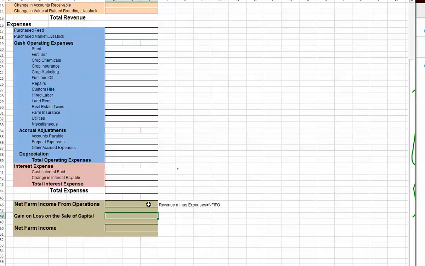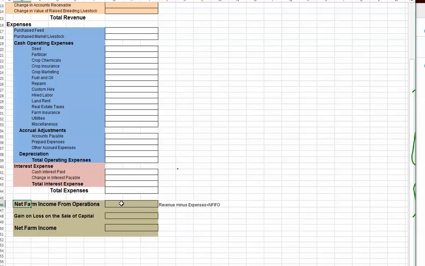So now when you take net farm income from operations and you add the gain or loss on the sale of capital, now this could be a positive or a negative number, then you get something called net farm income. Now, what is so common among students of farm accounting is they think this is the ultimate number you're looking for, net farm income, and it's not. It is not the number we will really use to evaluate a farm. What we will really use is net farm income from operations because that's the profit from the typical operation of a farm.